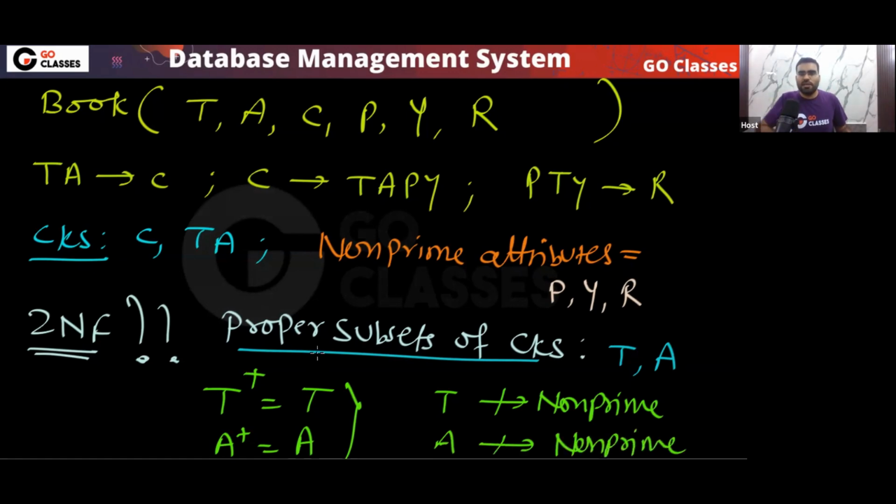Is this clear? Let me know. T cannot determine, these are the non-prime attributes. P, Y, R, these are the non-prime attributes. You can see T cannot determine non-prime attribute. A cannot determine non-prime attribute. So is this in 2NF, yes or no? Yes, so this relation is in 2NF.